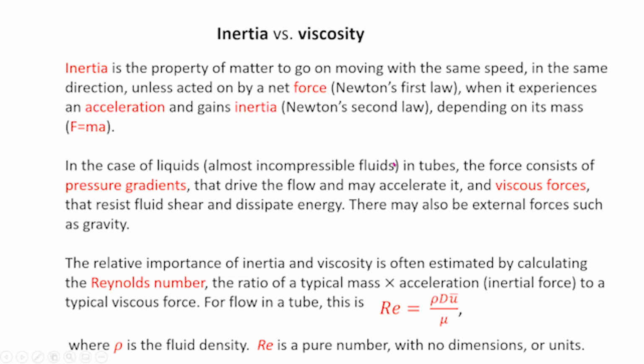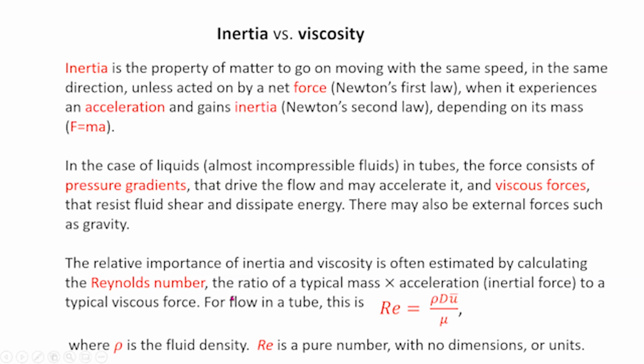For the case of liquids in tubes, the force consists of pressure gradients that drive the flow and may accelerate it, and viscous forces that resist the fluid's shear and dissipate energy. There may also be external forces such as gravity. The relative importance of inertia and viscosity is often estimated by calculating something called the Reynolds number, which is the ratio of a typical mass times acceleration, or inertial force as it's called, to a typical viscous force.